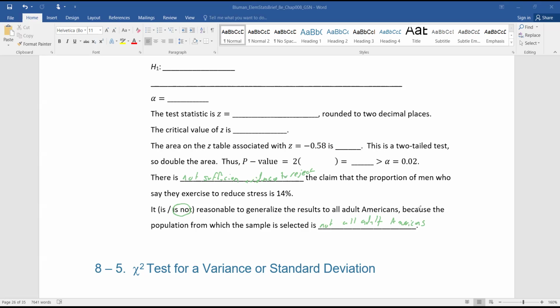All right, so there you go. That will give you another situation on how you could use the z-test and the p-value methods for a proportion situation.